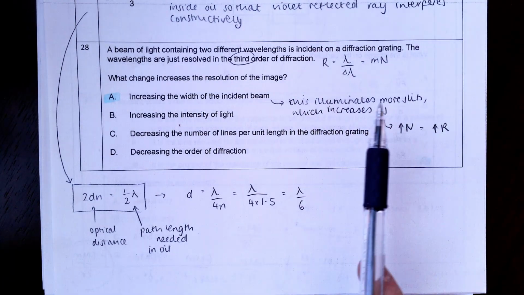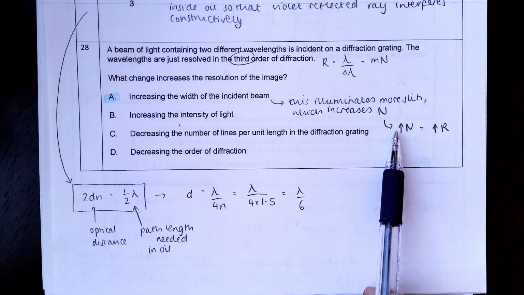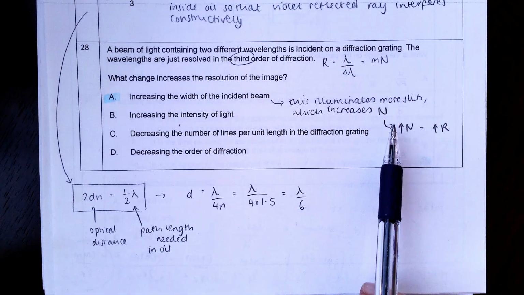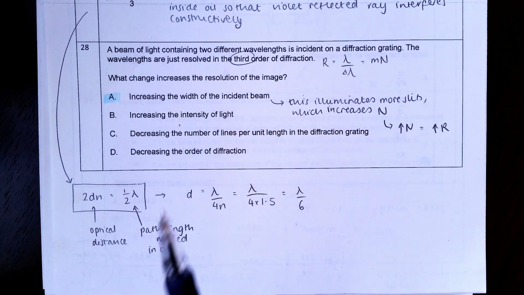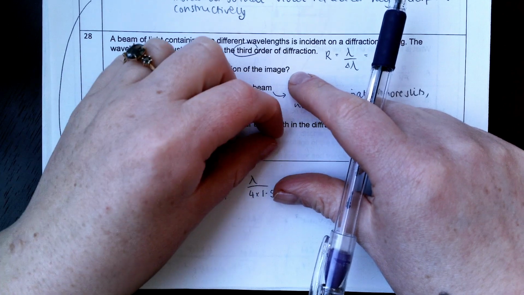So if we increase the width of the incident beam coming into the diffraction grating, we will be illuminating more slits, N will get bigger, thus R will get bigger, we will have more resolution available. So the answer is A.